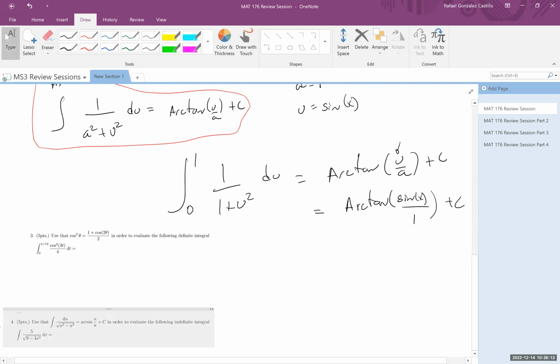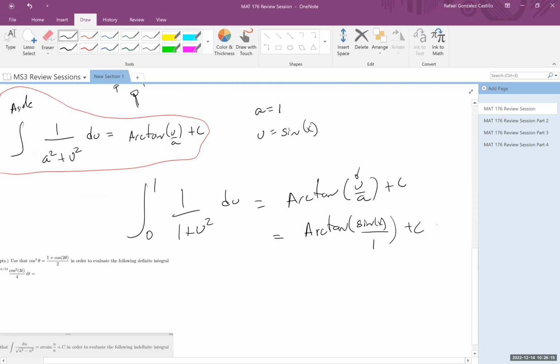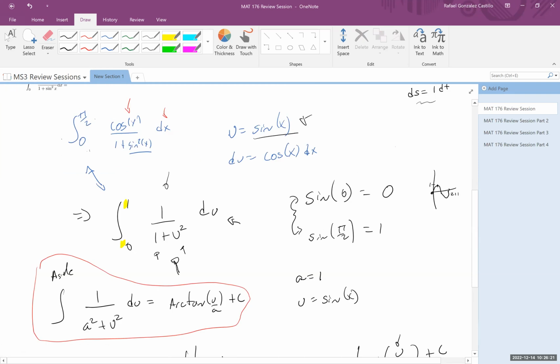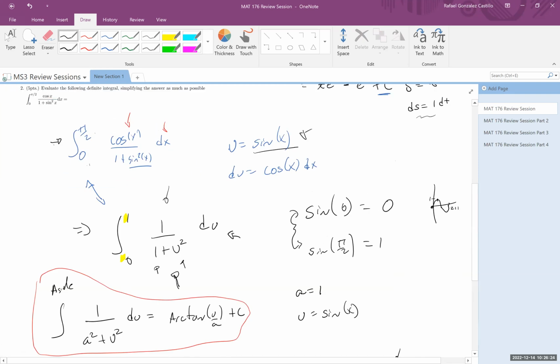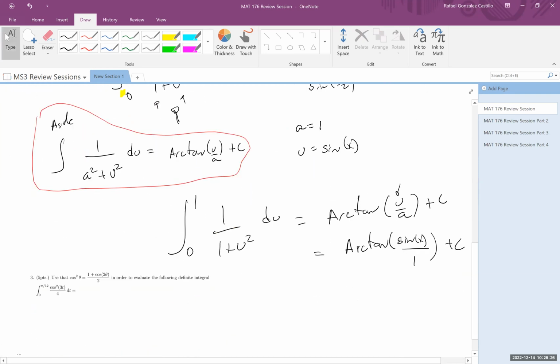And now what I could do is evaluate this integral by using the fundamental theorem of calculus. Because now we have brought sine of x back into the picture, we could evaluate this from the original limits of integration, from 0 to pi over 2. And what we get is arctangent.